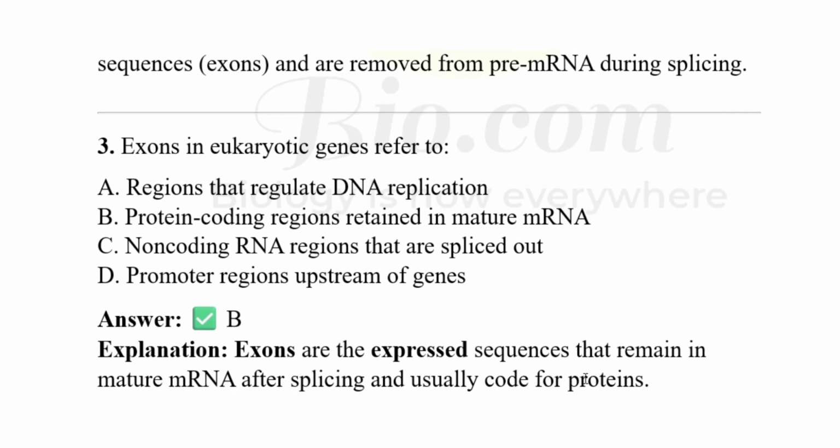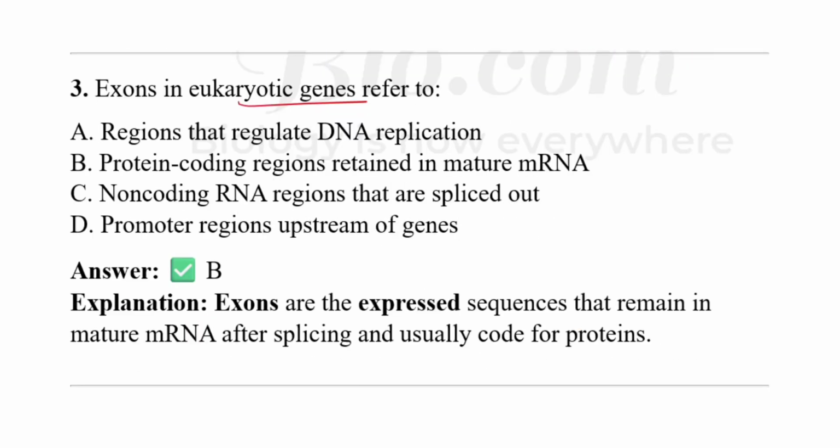Now quickly moving on to the next one. Exons in eukaryotic gene refer to the opposite of intron. They are the protein coding regions retained in the mature mRNA. From the pre-mRNA, we eliminate the introns, that is the non-coding ones, and we only keep the protein coding regions, that are the exons. So the right answer for this question is option B.